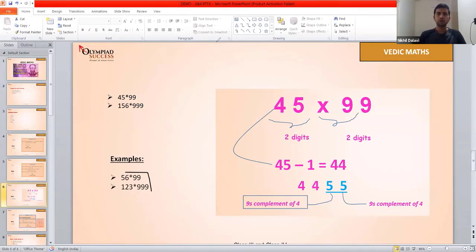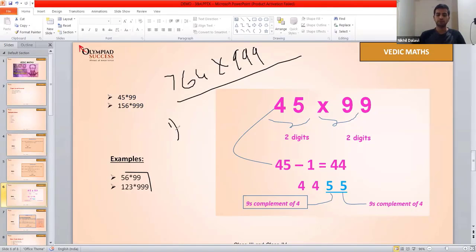Great. So now let's solve a problem once again. Let's take a very big number, 764 times 999. Now you need to help me to solve this. What is the first step I need to do here? Subtracting 1. That's right. So I will subtract 764 minus 1.